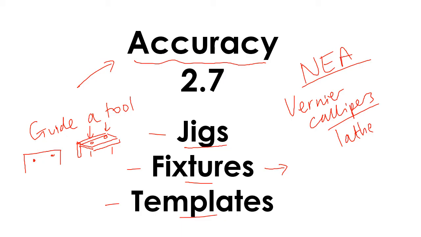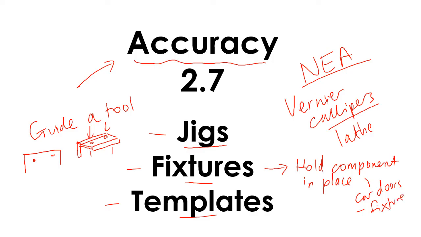Fixtures hold a component in place as it's being worked on. I've shown you examples before about things like car doors being held in a fixture so that a variety of different machining operations can be carried out. Things can be drilled, things can be attached. So it's basically a fancy clamp to make sure that pieces of material are not moving around, and all of these are to remove human error.